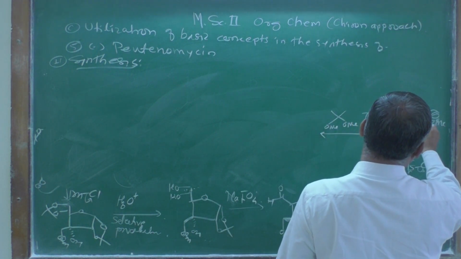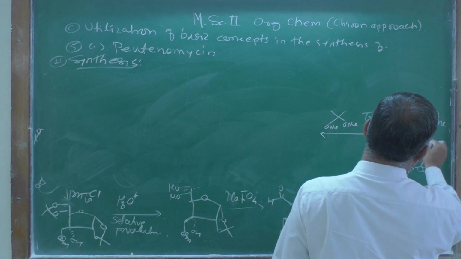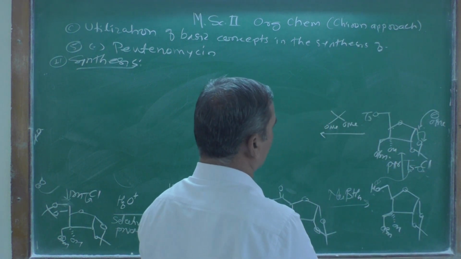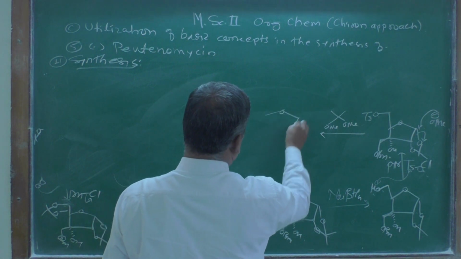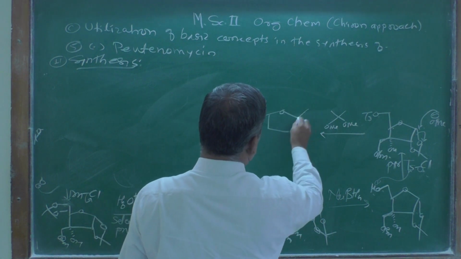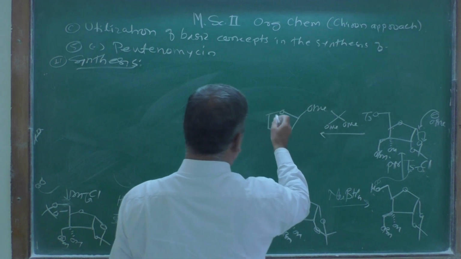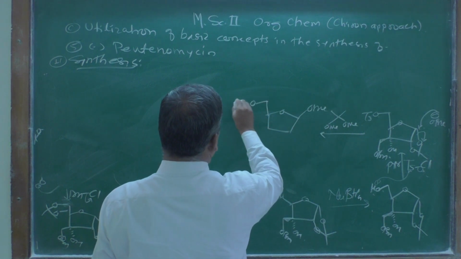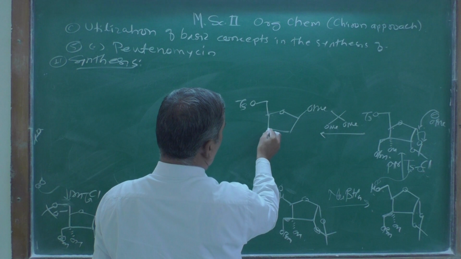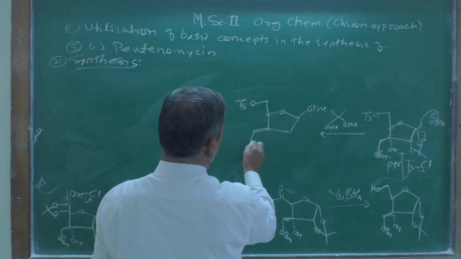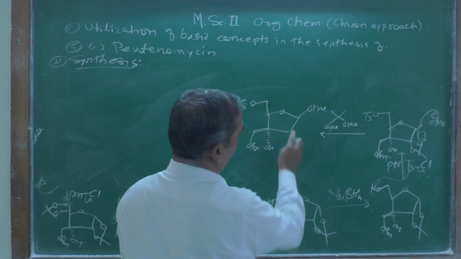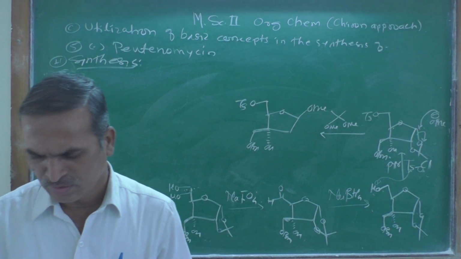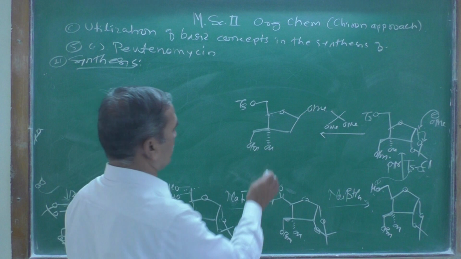This OMe, methoxy group is going to attack over there, and this group gets opened, and you are going to get the formation of a product like this. Here OMe, and this side is OTs, and here OBn remains as is. This one is a hydroxy group. Now here what is going to happen?